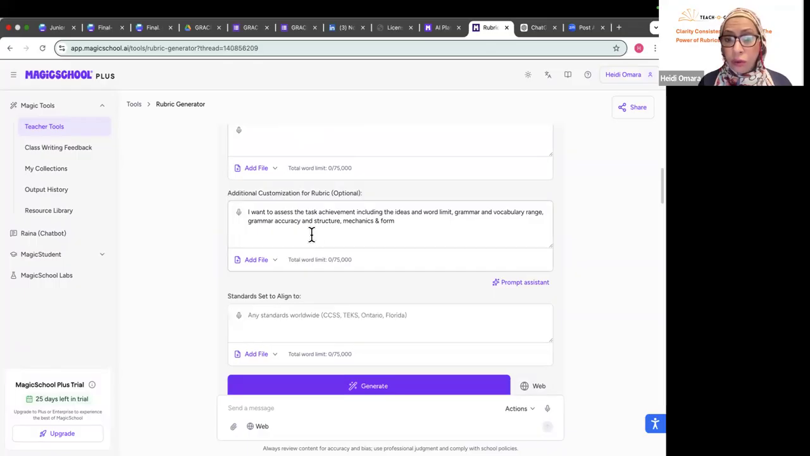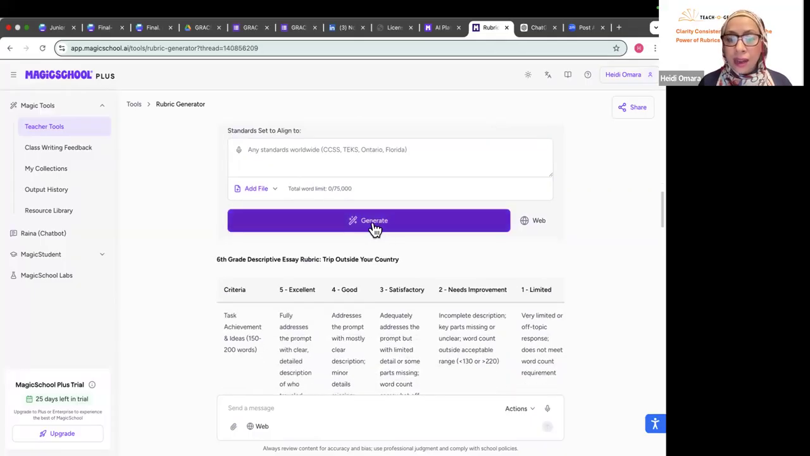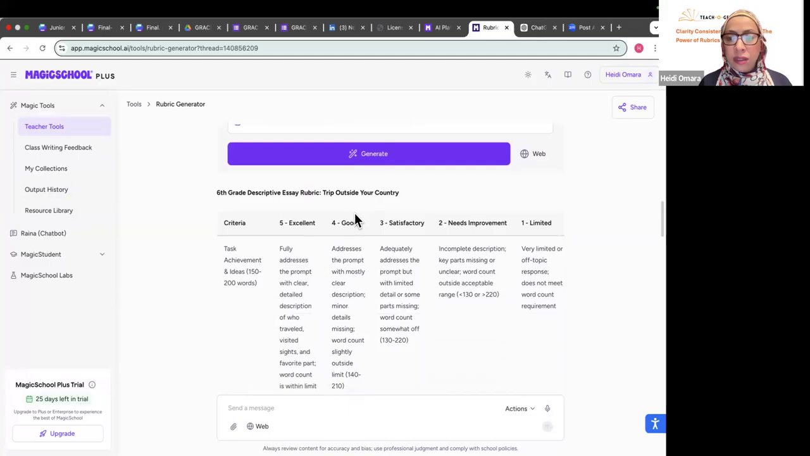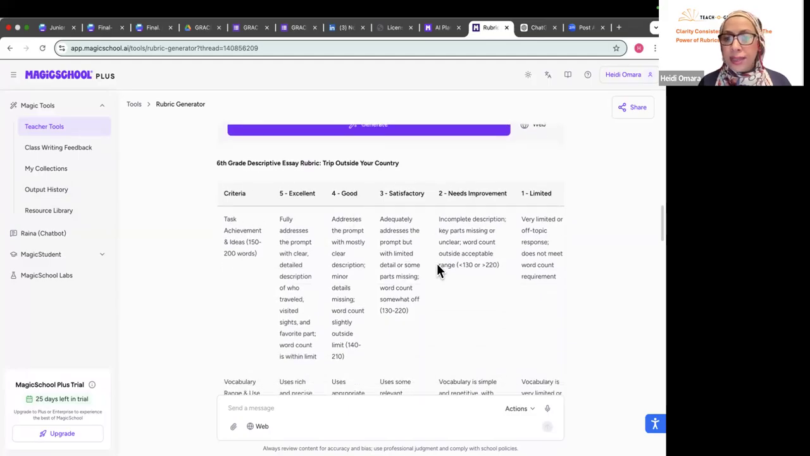Additional customization for rubric, I want to assess the task achievement, including the ideas and word limit, grammar and vocabulary range, grammar accuracy, and structure, mechanics and form. So here I specified the criteria that I'm going to assess the students against. So what did I mention? The task achievement, which has got the ideas and word limit, grammar and vocabulary range, this is one thing. Grammar accuracy and structure, this is another thing, and mechanics and form. And then I clicked generate. What did it come up with? It came up with this.